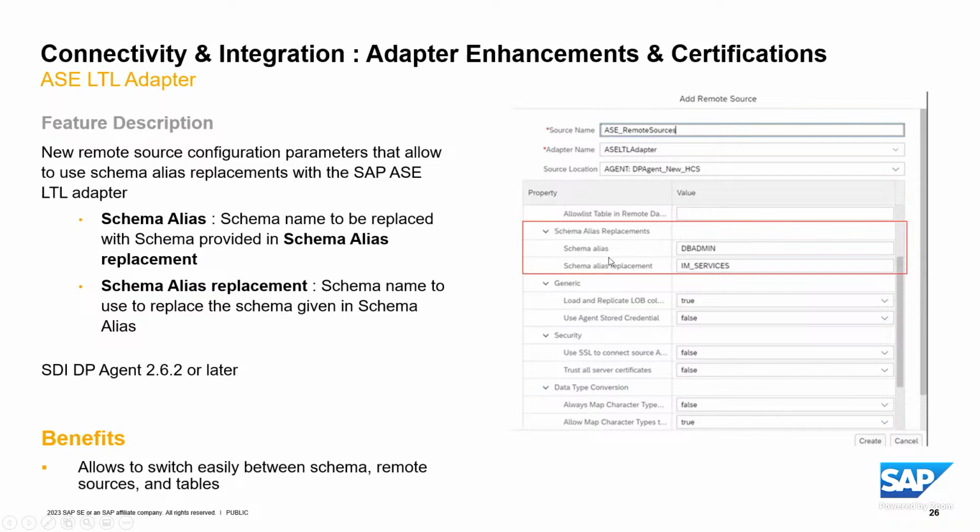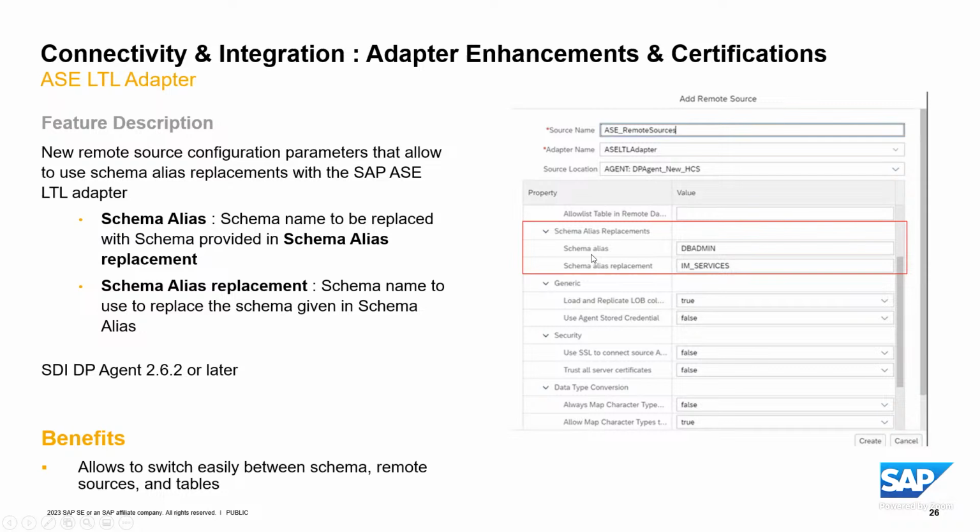These are available in the remote source configuration for some data provisioning adapters already. What these options do is allow you to switch easily between the schema, remote sources, and the tables. The schema alias is the name of the schema in the table system, and the schema alias replacement is the name of the schema in the table system that replaces the schema alias.